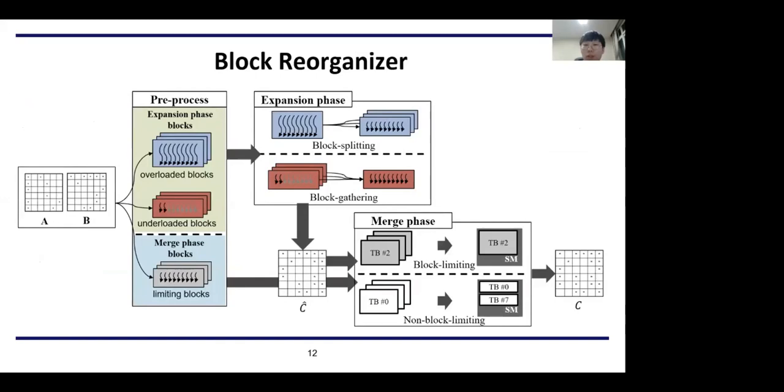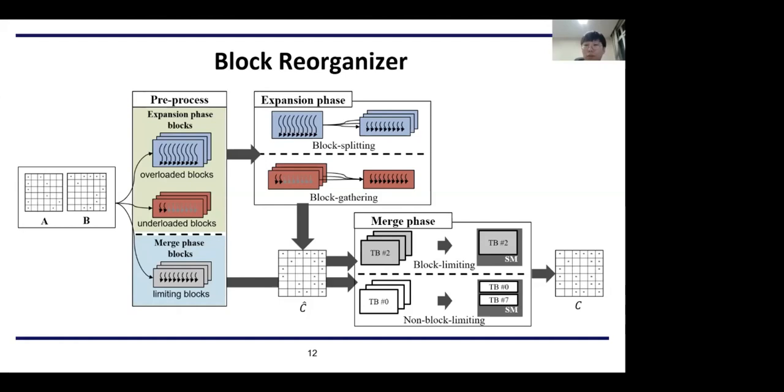This is the simplified overview of our proposed block reorganizer. First, we scan the input matrices and classify the workloads of overloaded blocks and underloaded blocks. Then the overloaded blocks are split through block splitting and the underloaded blocks are gathered through block gathering. After that, we go through the merge process by considering memory pressure through block limiting, and get the final result matrix C.